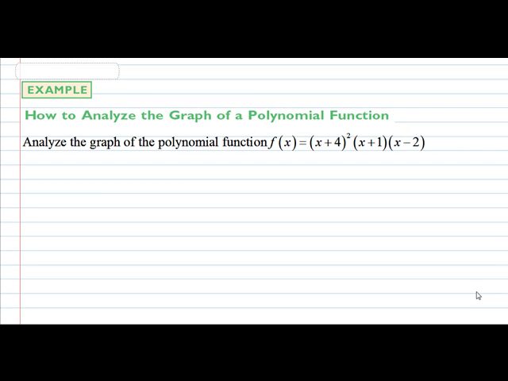The example will show you how to understand and graph the polynomial function given the example. Solution. After this function, here is the step. First step is we have to find the degree of the polynomial.